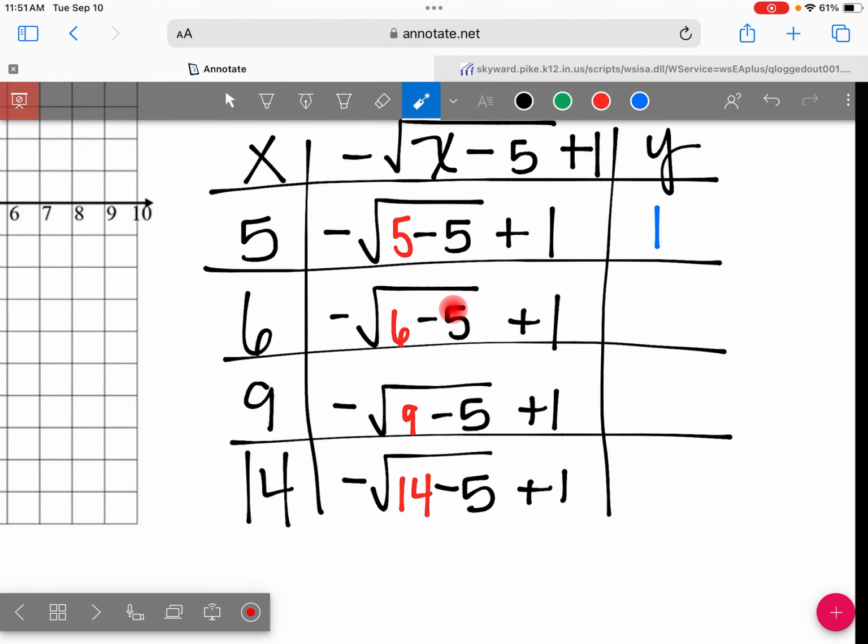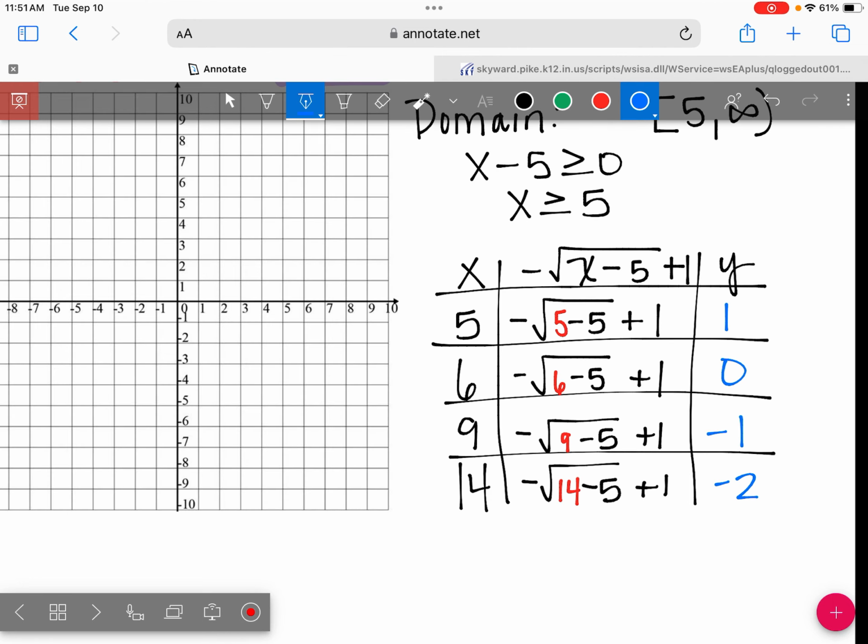And then for my next one, this is 1. The square root of 1 is 1. Then you have negative 1 plus 1, which is 0. And for the next one, we have a 4. The square root of 4 is 2. And then negative 2 plus 1 would be negative 1. And then 14 minus 5 is 9. The square root of 9 is 3. Negative 3 plus 1 is negative 2. So let's go ahead and plot these 4 points.